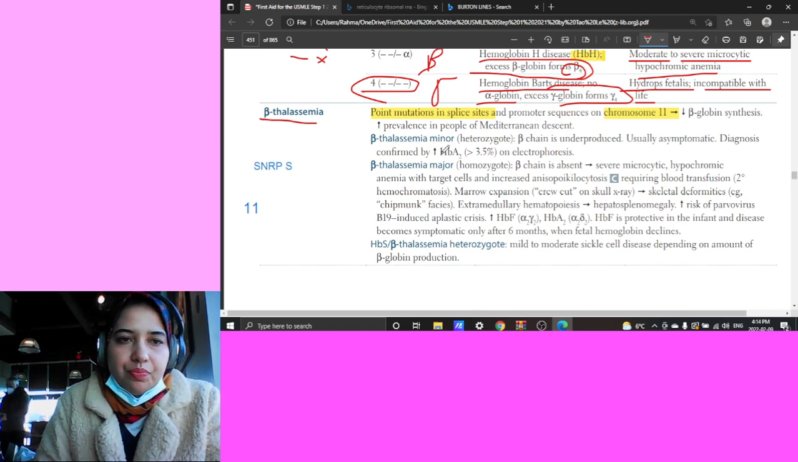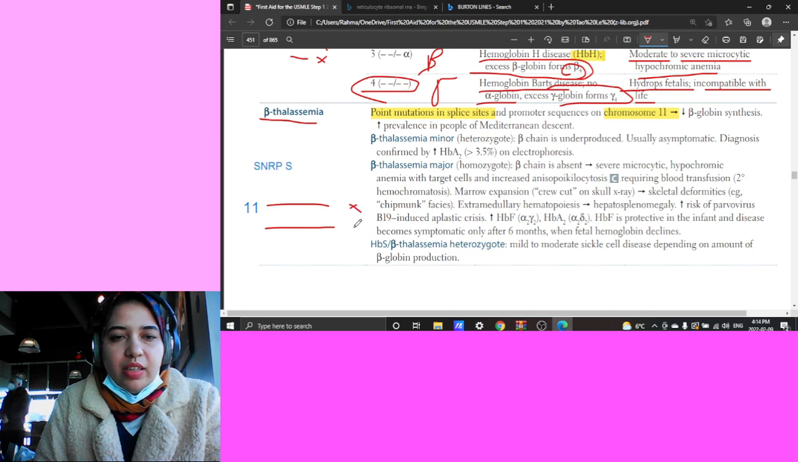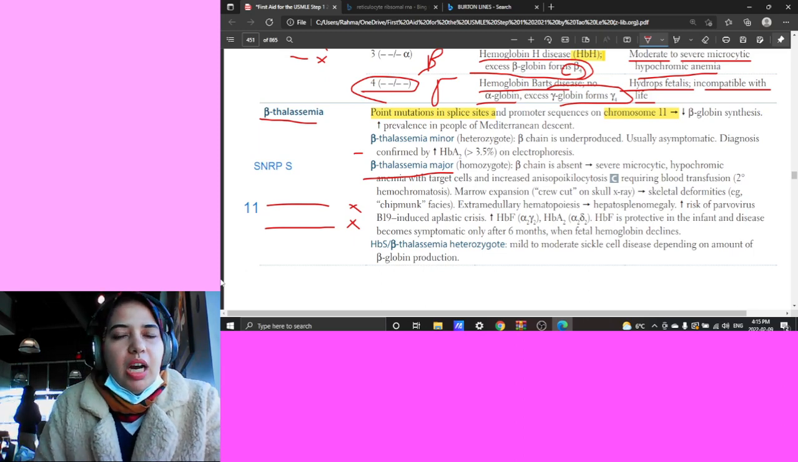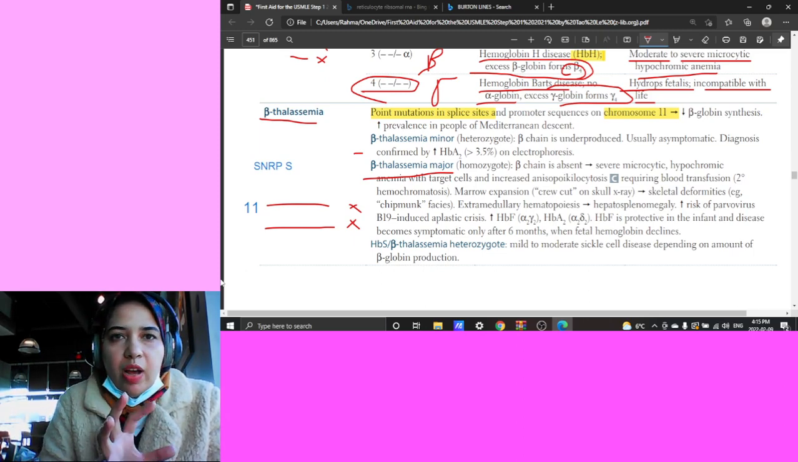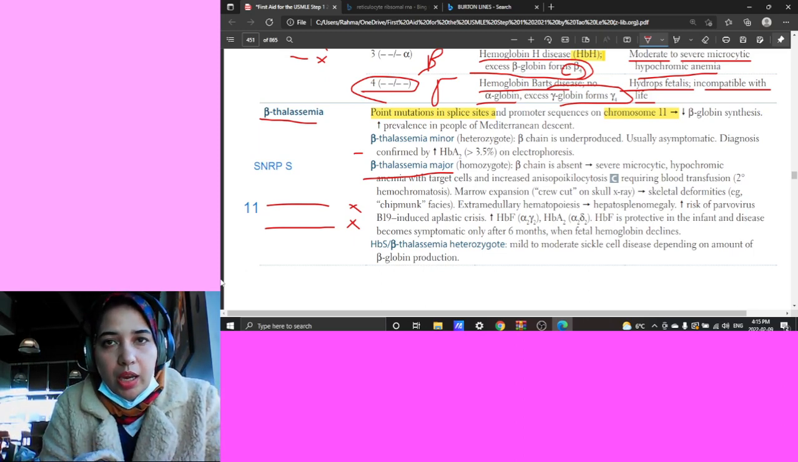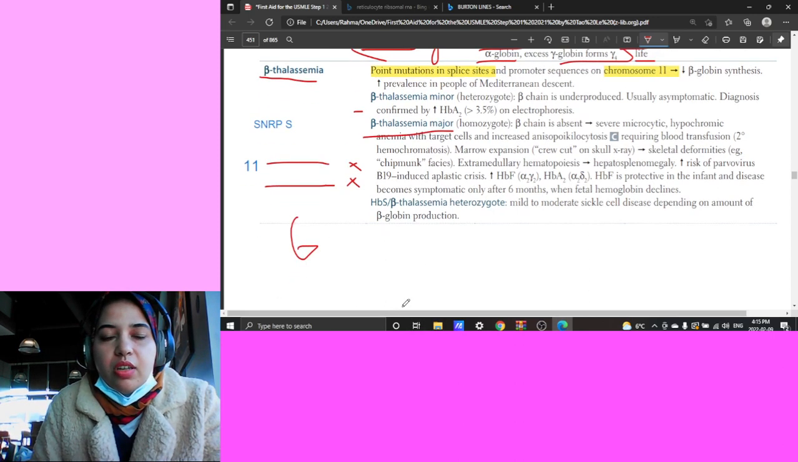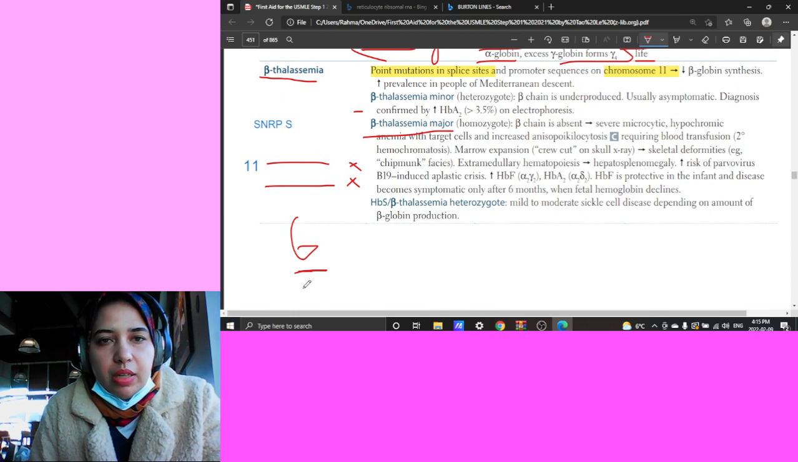Now, beta thalassemia is a lot less complicated because I'm only dealing with point mutations on chromosome 11. So chromosome 11 here. Either I have one gone and I still have another, we call that beta thalassemia minor, or I have both gone and we call that beta thalassemia major. So remember, I need alpha absolutely for HbF and HbA, right? But HbA is only developed at 6 months. So I start to have symptoms at 6 months.